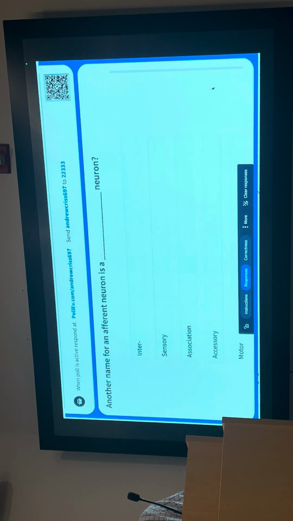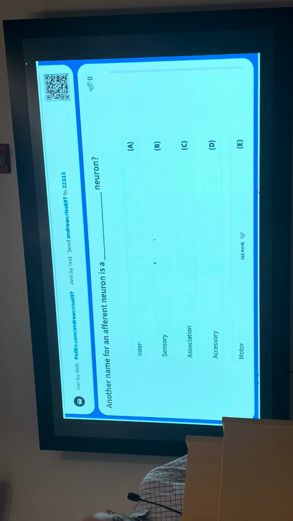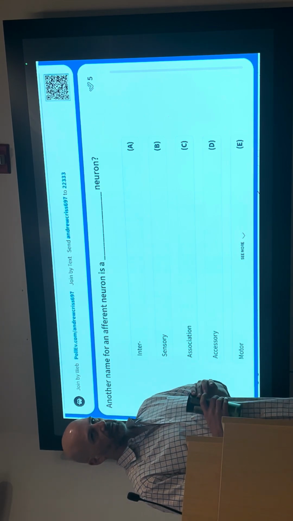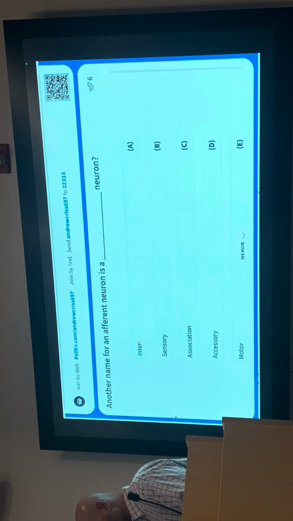All right, how about this? Another name for an afferent neuron is a blank neuron. Afferent. Let's not call it out or anything. Let's see if you can get it. We actually used this term even in chapter 1 when we talked about feedback loops. Afferent and efferent. Remember?